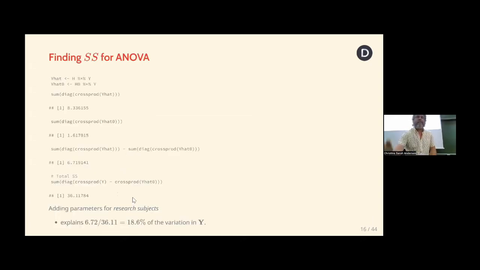So if we wanted to compare those models, in other words, ask if subject means are different from each other, what we would do is get our 2 different hat matrices, multiply them times our data, and then square those things and take the trace. We get 2 values here, 8.33 for our full matrix and 1.61 for our reduced matrix.